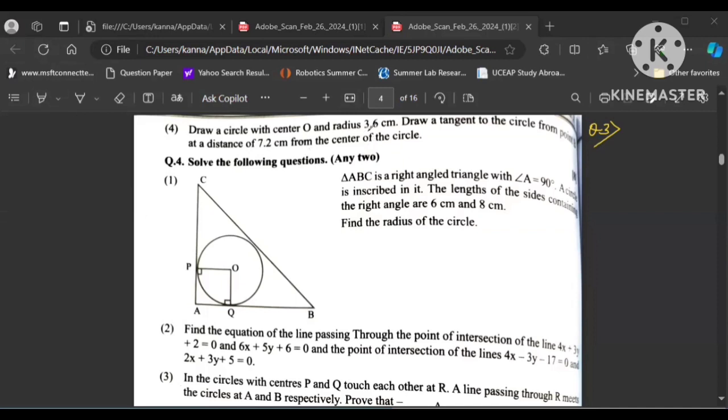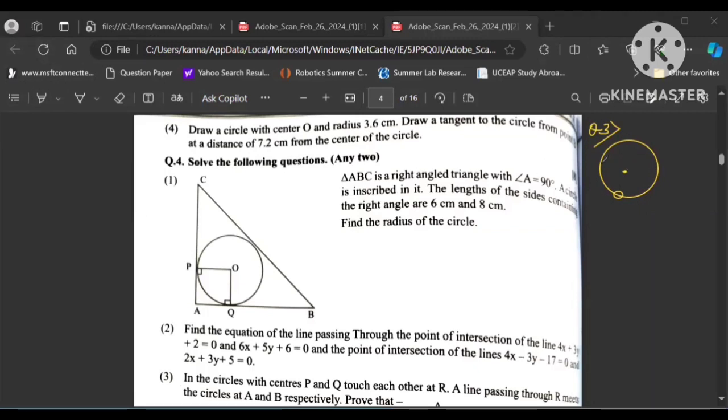Now, I cannot draw this actual figure. I'm going to just show you a rough figure, okay? What I'm going to do is first adjust my compass to radius 3.6 and draw a circle. You can see here, I have drawn a circle of radius 3.6.